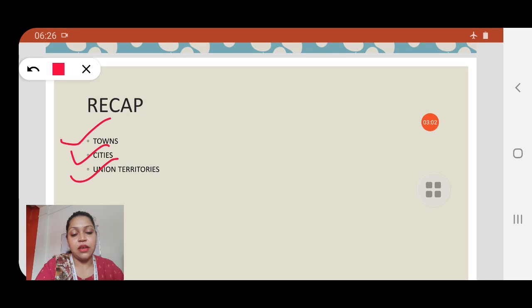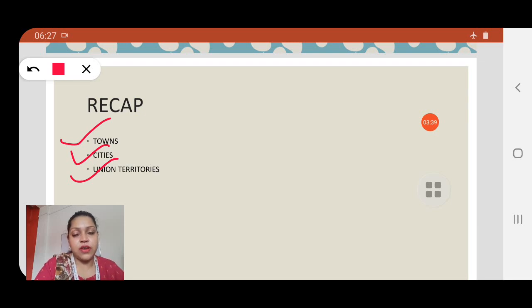So children, next we come to union territories. What are union territories? Union territories are small areas which are directly governed or ruled by the central government. They don't have any state government, no chief minister, but are directly ruled from the center. The central government, the Prime Minister Modi, has some ministers under him to take care of the needs of the people of the union territories.